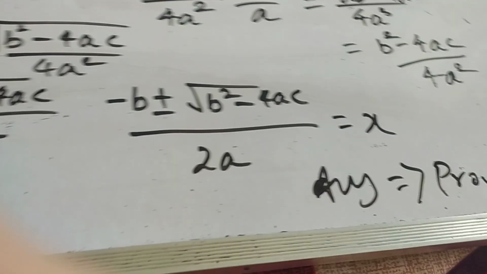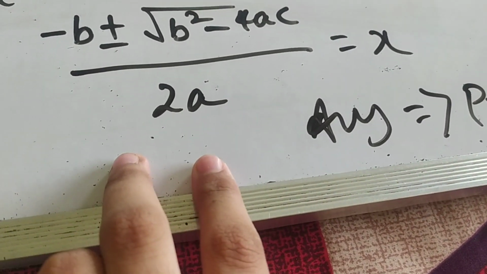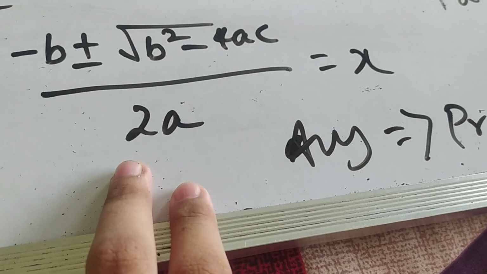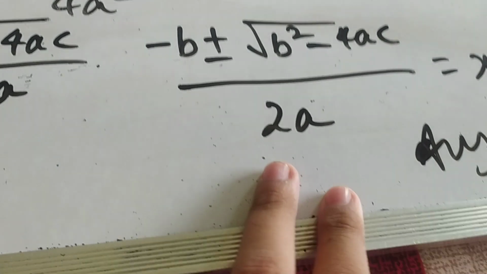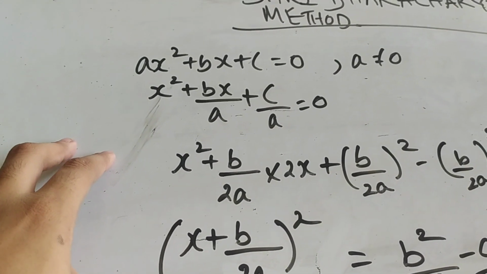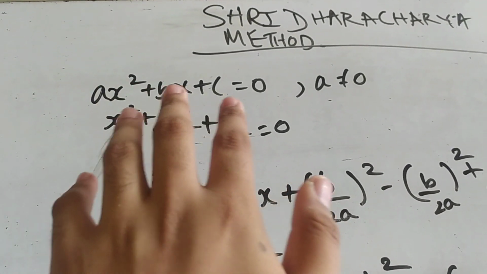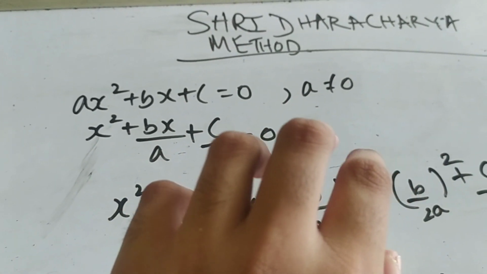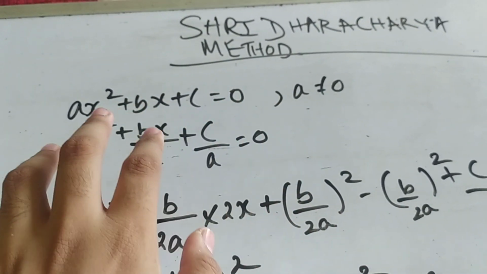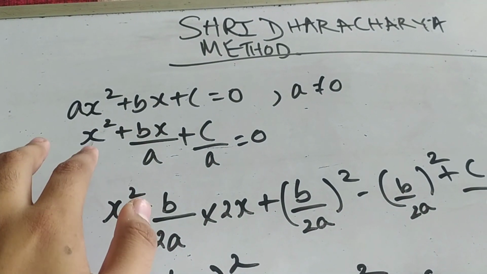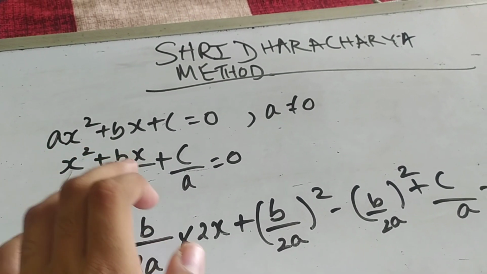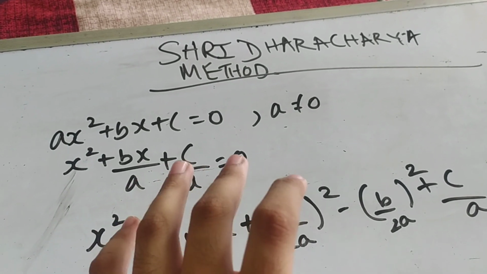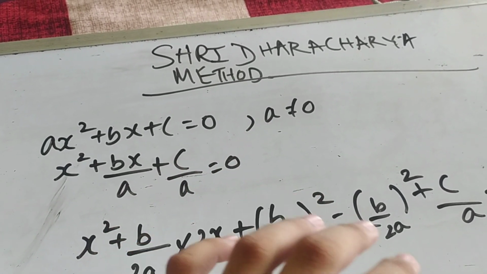So we need to prove this particular formula, which is Sri Dharacharya's method. Okay, so how do we prove it? At first I just divided this whole equation including the 0 by a. You must be wondering why. It's because I had to just cancel this a. You would be saying, why not b or why not c? Because in this case a has this limitation.